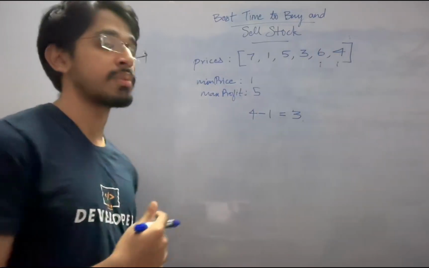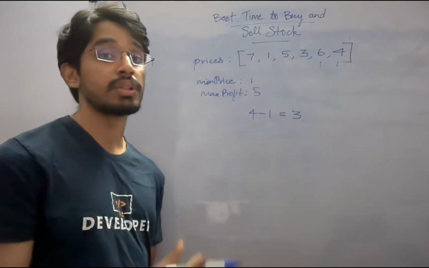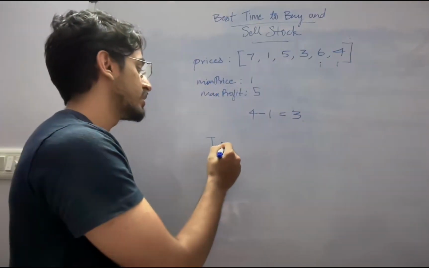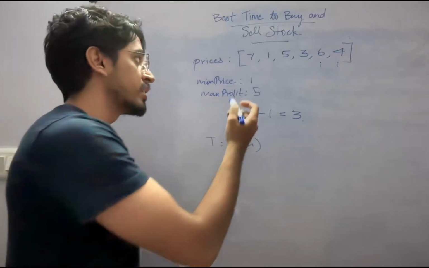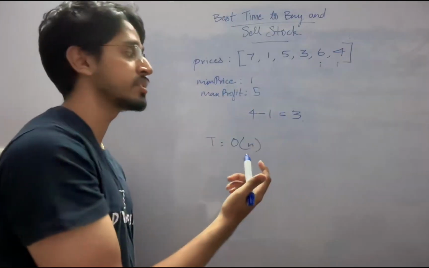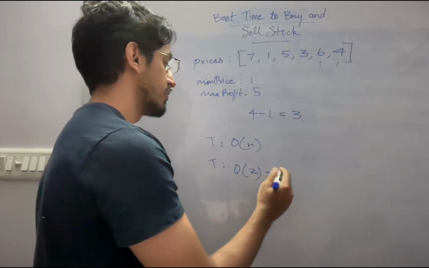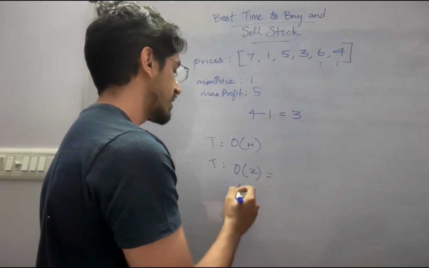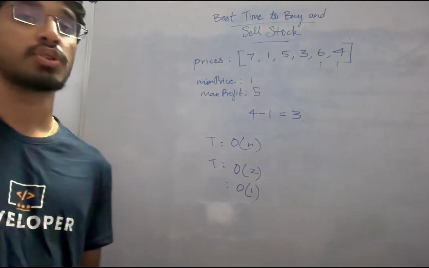And what is the time complexity to solve this? We are just making one iteration throughout the array, so the time complexity is O of n. And what is the space complexity? Again we are just keeping track of 2 variables, so that is O of 2, which we can just say is O of 1 itself. So this is the time and space complexity of this.